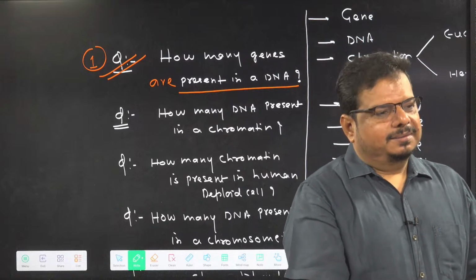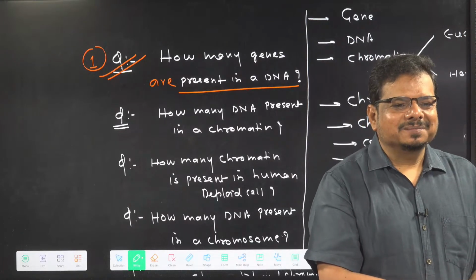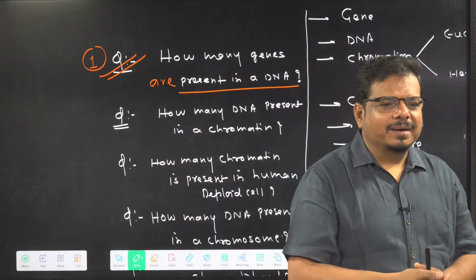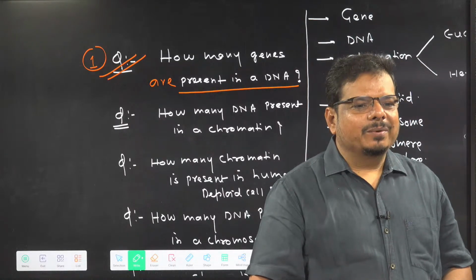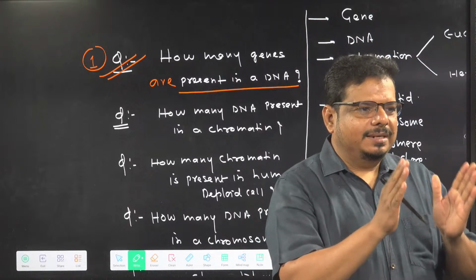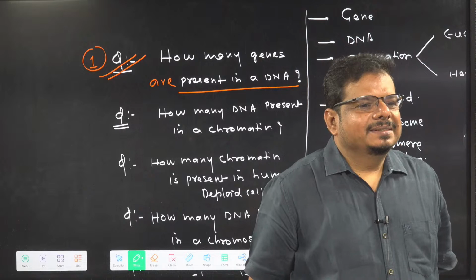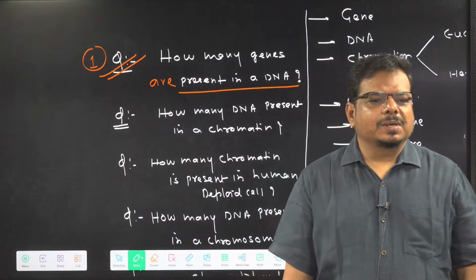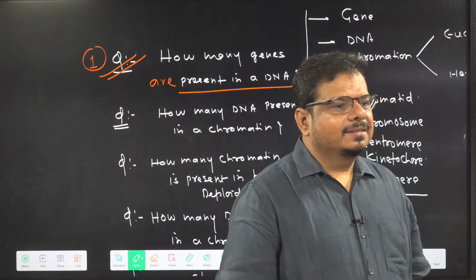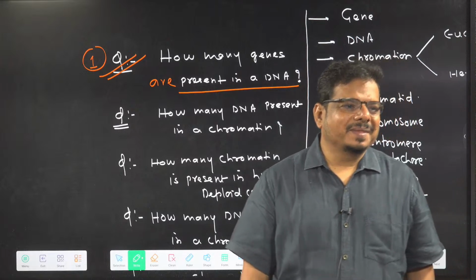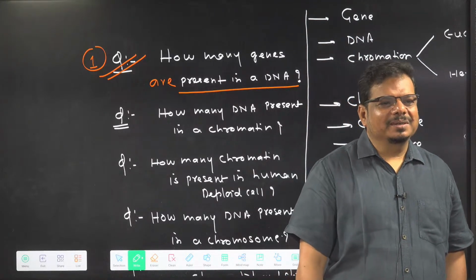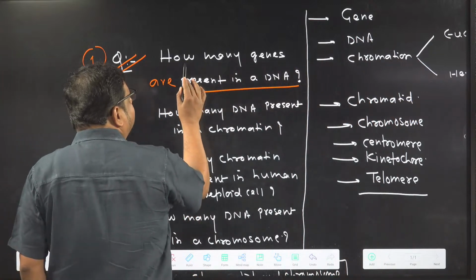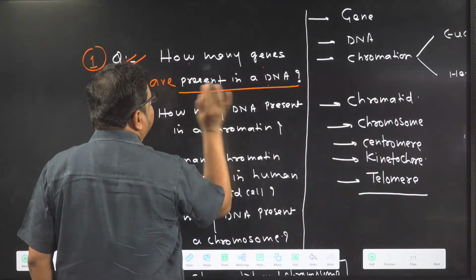Sir, it varies. Varies means different from DNA to DNA, you want to say, if I am interpreting you correctly. Right. Okay. So, except one answer, every answer is wrong. And what is the correct answer to the question? I will explain it also, don't worry. Question is how many genes are present in a DNA?